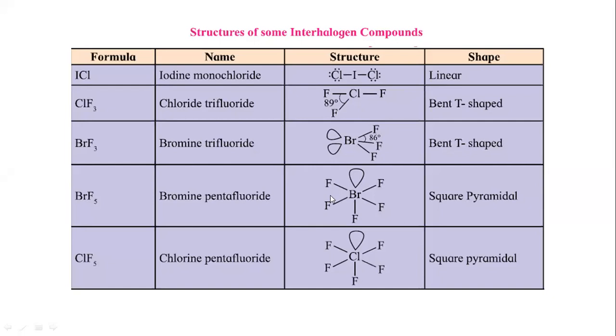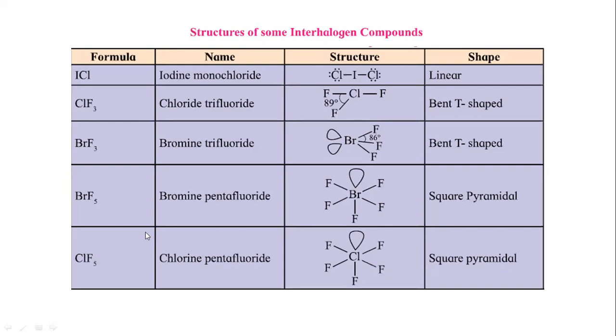Then BrF5, this is square pyramidal. We can consider a square formed like this. So this is a square, and one lone pair is above and one fluorine is below. So it looks like a pyramid. The structure is square pyramidal, and this is ClF5.